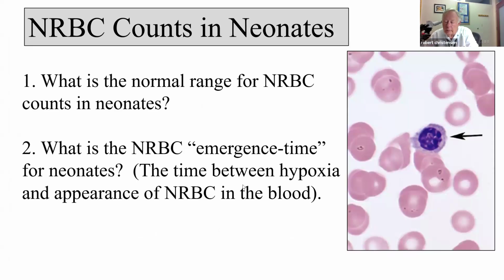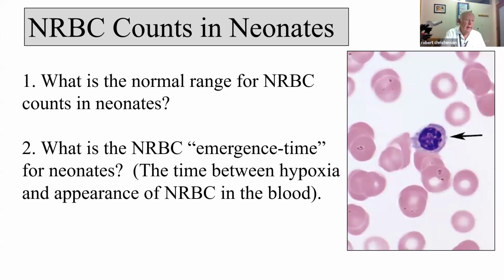It's very abnormal to see any nucleated red blood cells in the blood smear of an older child or an adult. If you're looking through a blood smear and you find one, it should pique your interest that something is wrong. But you see them in preterm neonates. You even see some sometimes in term neonates. And so we ask the question, what is the normal range? What is the reference interval for nucleated red blood cells according to gestational age?